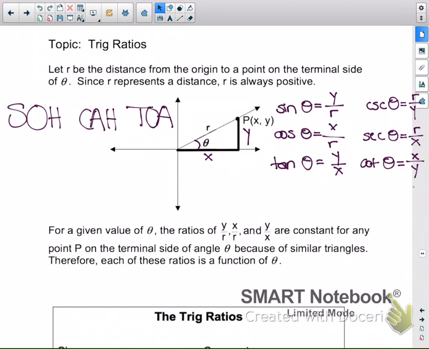Just for memory for yourself, to know which one is the reciprocal of which, the first thing you need to remember is that the tangents go together. Tangent and cotangent, always. The other four, which ones go together, they cannot start with the same letter. So sine can't go with secant. Sine has to go with cosecant. Cosine can't go with cosecant. It has to go with secant. And that's generally how I remember them.